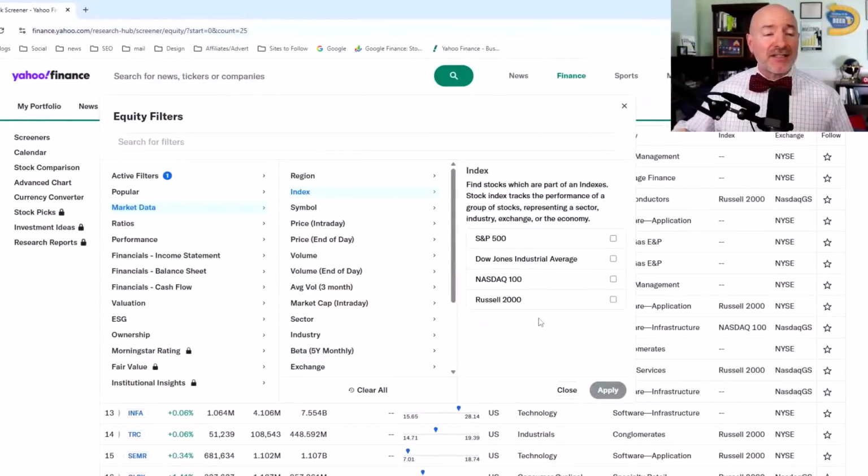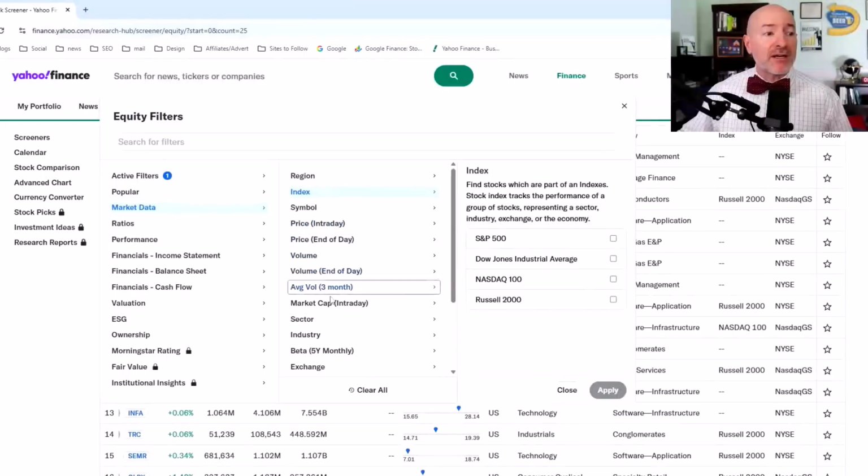A lot of these are just narrowing your list down further to a certain size or a certain market of stocks. Okay, these are going to be covered by a lot of your index funds. With the S&P 500, these are the 500 largest companies in the United States. The NASDAQ 100 is going to be more tech focused, and the Russell 2000 is going to be small caps.